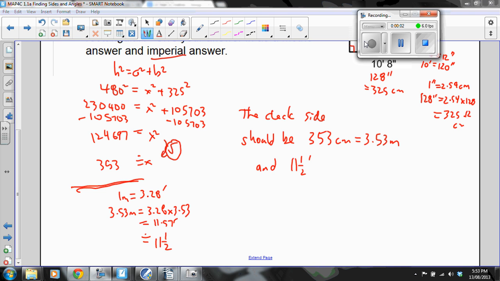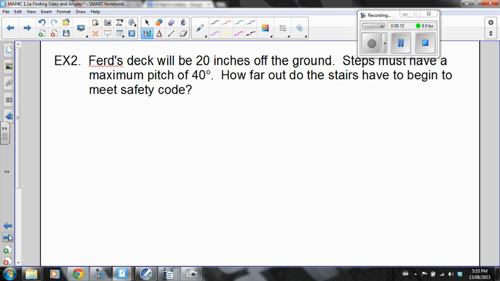All right, MAP4C, day 2, lesson 1.1a. This is part 2. We just finished example 1 and now we're on to example 2. Example 2 is Ferd's deck.